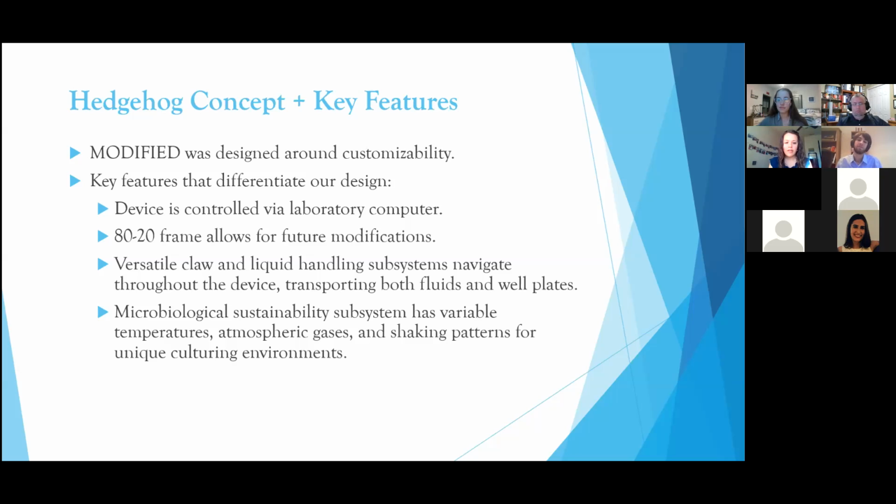We also have a versatile claw and liquid handling subsystem that navigates throughout the microbioreactor with our XY axis that will transport both fluid and well plates. And as I said before, they can control and program how that will move across the whole entire cross-section of the microbioreactor. Also, our microbiological sustainability subsystem has variable temperatures, atmospheric gases, shaking patterns, and unique culturing environments.